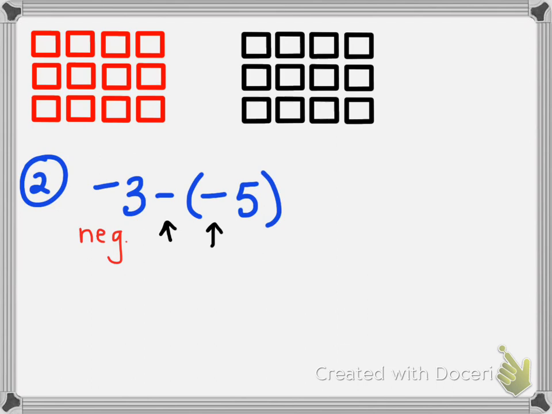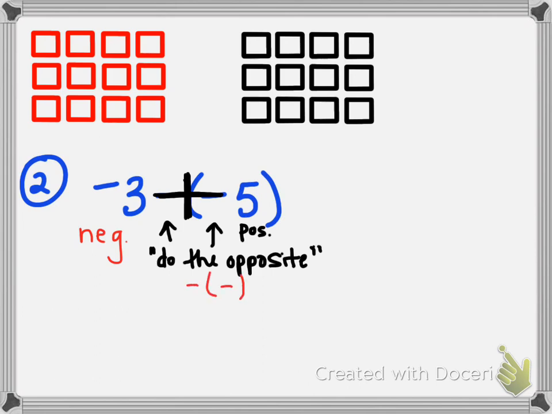When I have minus a negative, what this is really asking you is to do the opposite. And we know that the opposite of a negative is actually creating a positive. So this now turns into a problem, negative 3 plus a positive 5. So once again, if it's minus a negative, that means do the opposite. Minus a negative will turn into a positive.